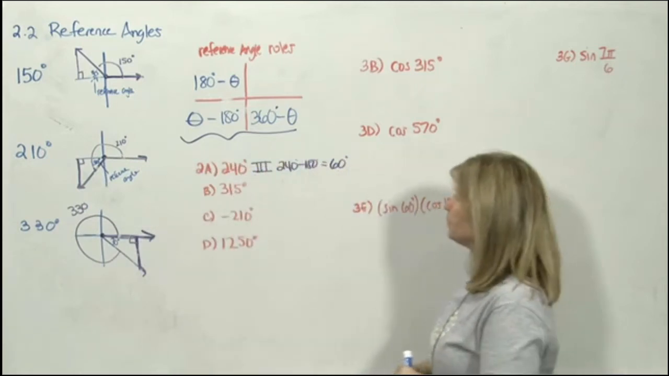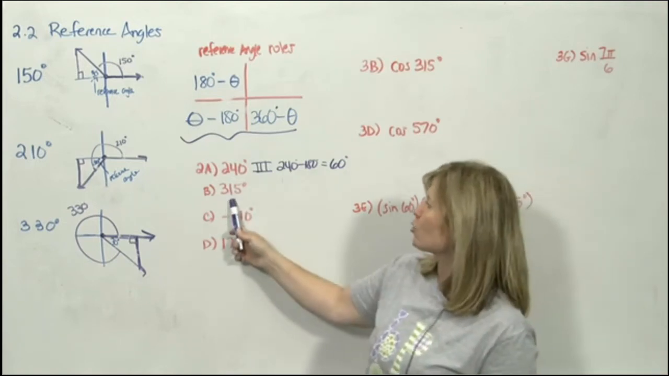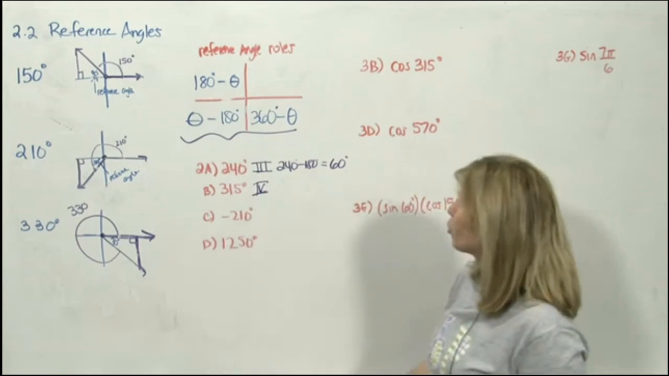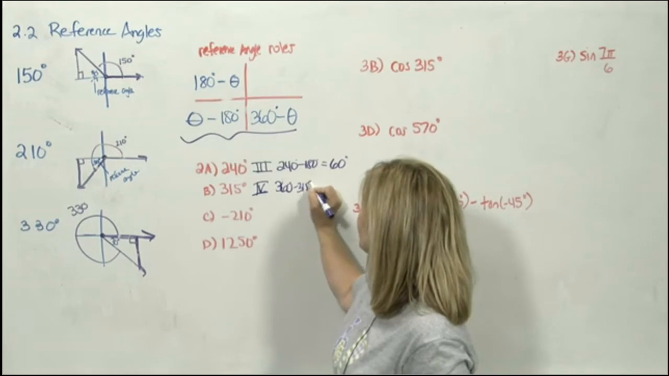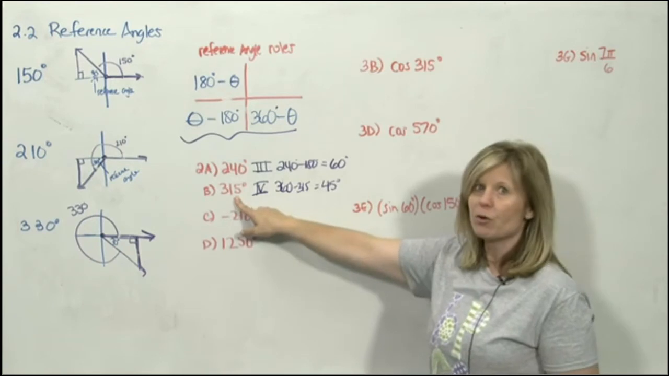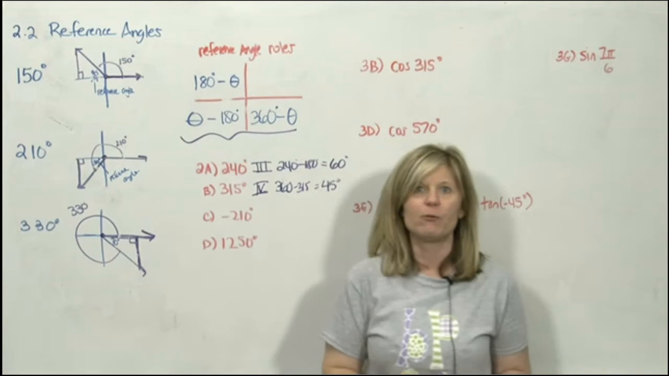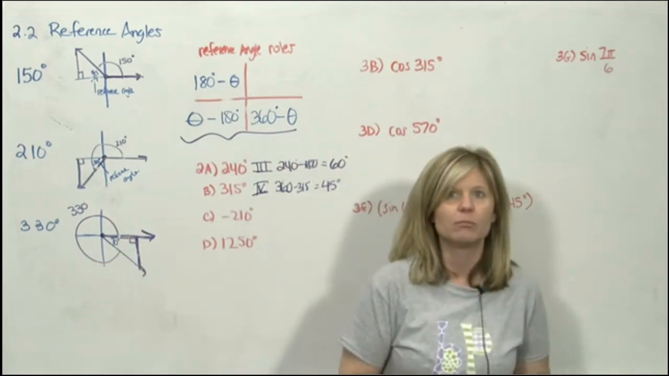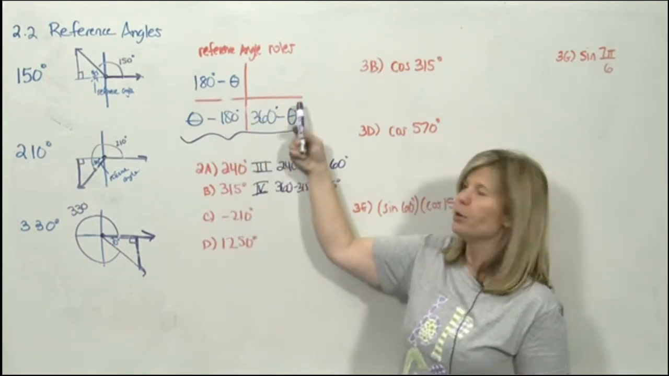That's your reference angle. If I want the reference angle to 315 degrees, what quadrant are we in? Well, we know 315 degrees is in quadrant 4. The rule is 360 minus theta. So 360 minus 315 is 45 degrees. If you drew a 315 degree angle, then this angle inside the triangle would be 45 degrees. Because if I went around 315, I'd have 45 to go to make a circle. So these fit the reference angle rules beautifully.